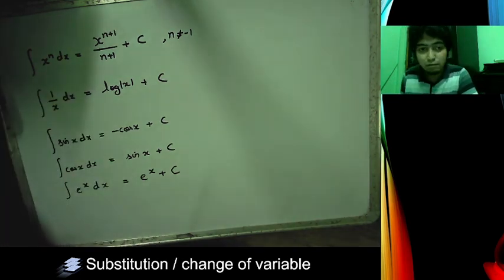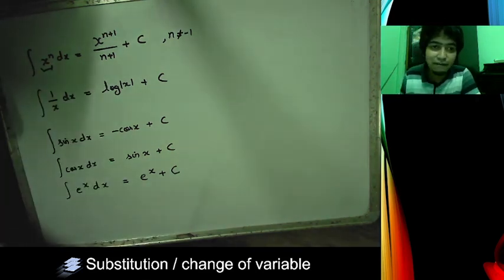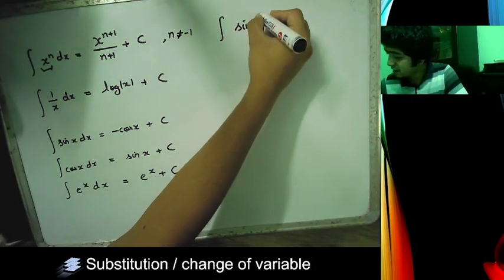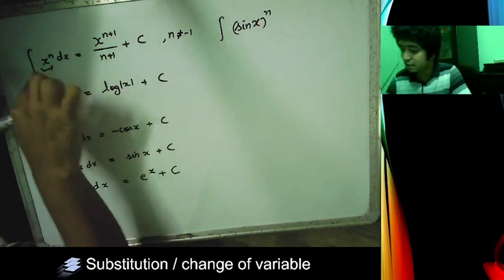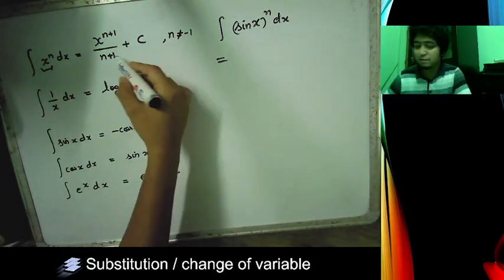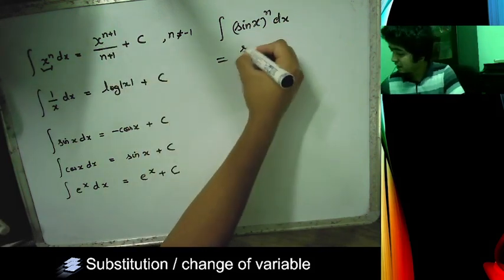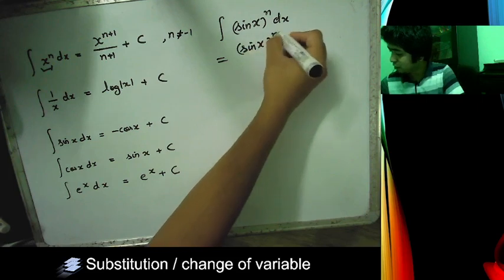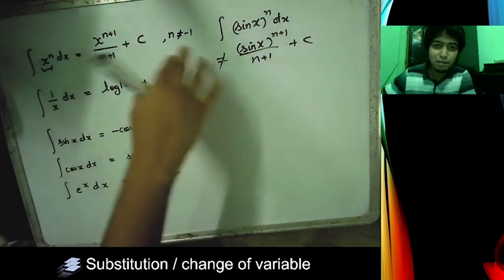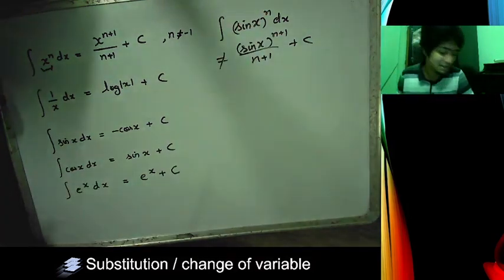For example, what I'm trying to say is, if in place of x you have something else, for example, you have sine x power n dx, then you cannot use this formula anymore. You cannot simply replace x by sine x power n plus 1 divided by n plus 1 plus c. So this formula won't work anymore. You cannot do the problem like this.